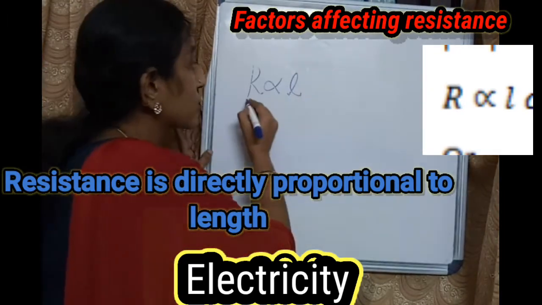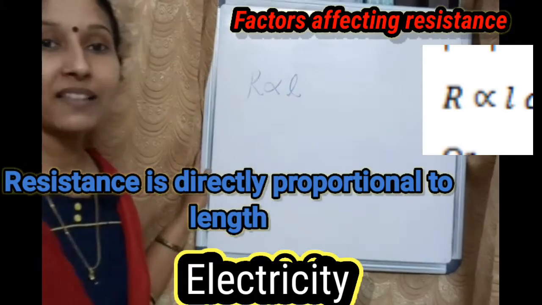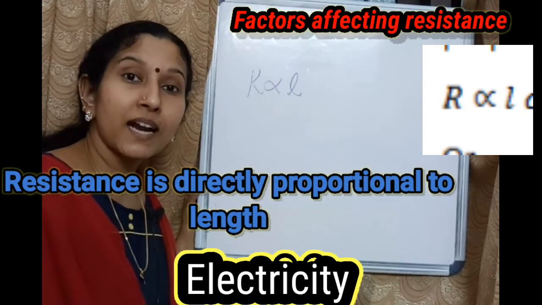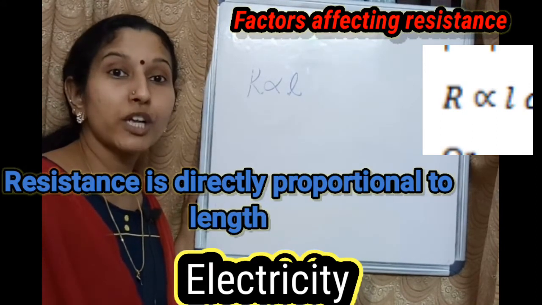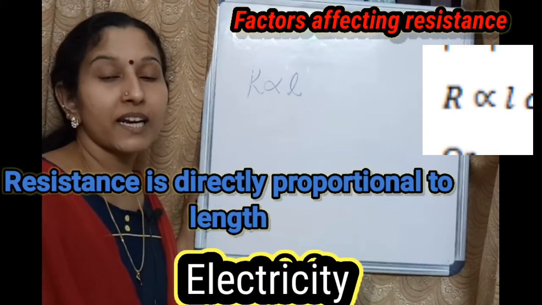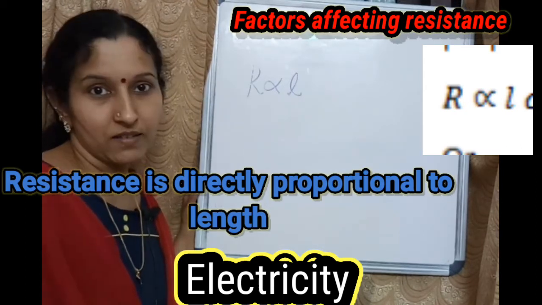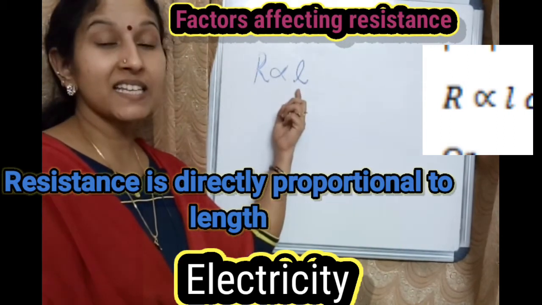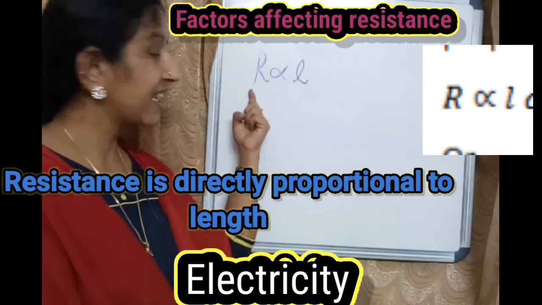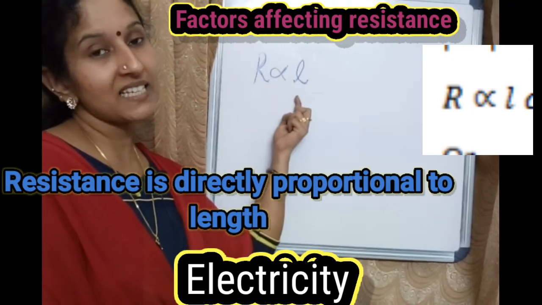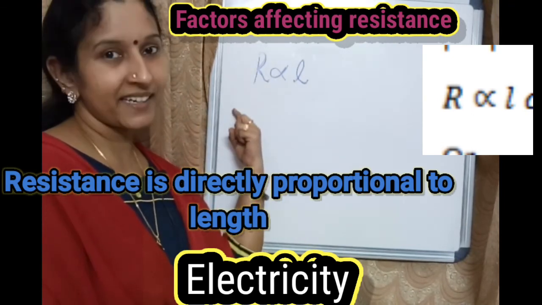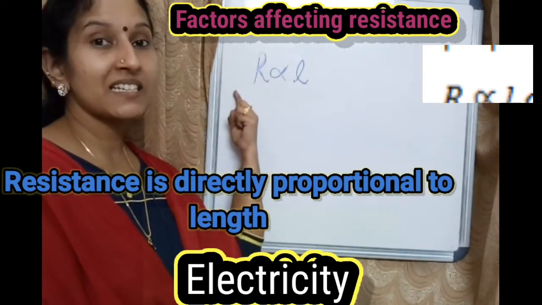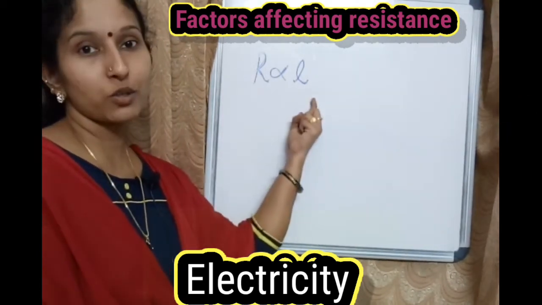So that is the first point you have to understand: how the length and resistance connect. Length is directly proportional to resistance. Got it? Which means length increases, I decreases, R increases. Three points. Length increases, I decreases, R increases, which means R is proportional to L.